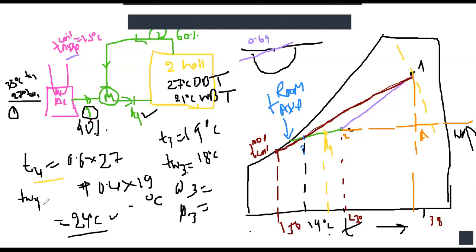Similarly, we get T4, TW4, phi 4, omega 4. Okay, point 2 is also over. Now calculate point 3.